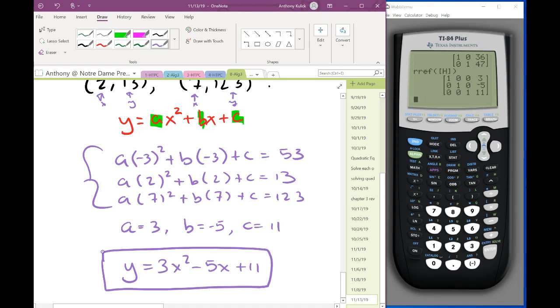So you go to the matrix menu, and then you go to the math tab, and it's down towards the bottom. So just keep scrolling down until you see RREF. You press enter, it puts it back on the home screen, and then you just go back into the matrix menu and pick the matrix you want to do it on. And then press enter, and that's all you need to do. Should be pretty easy, right?